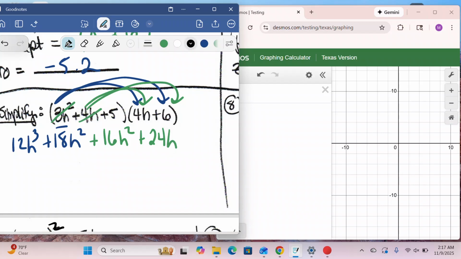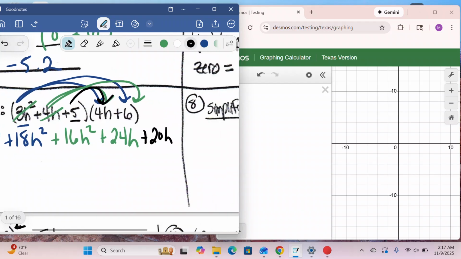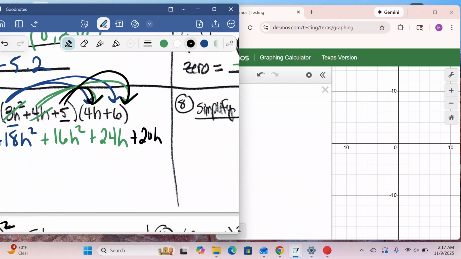I will go ahead and delete it. And I'm going to do my last one. I'm going to distribute this one into this one. So 5 times 4h gives me a 20h. And then, of course, my last one I'm going to distribute here. And that's going to give me 5 times 6, which gives me a positive 30.